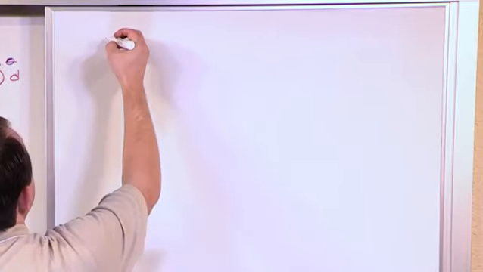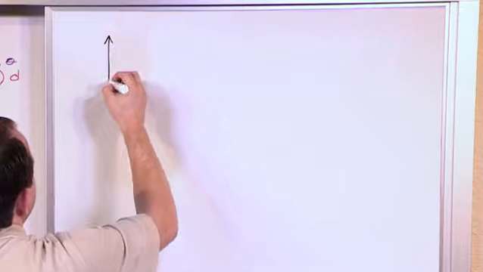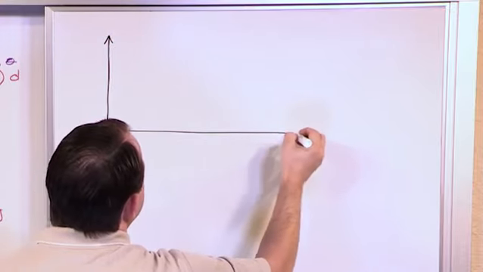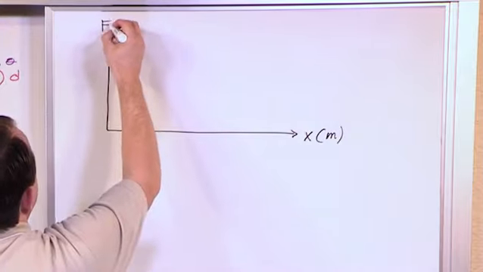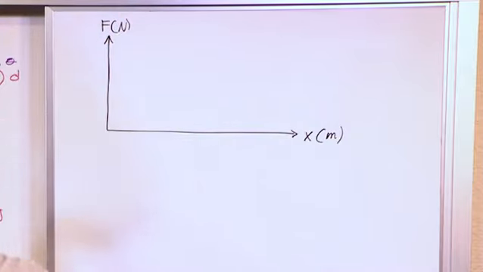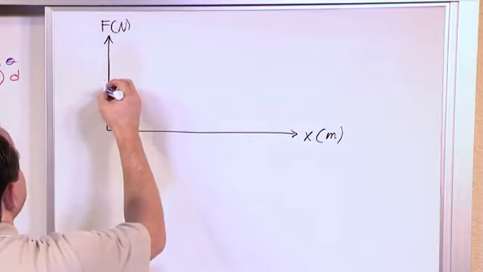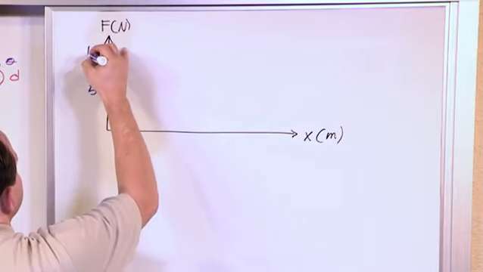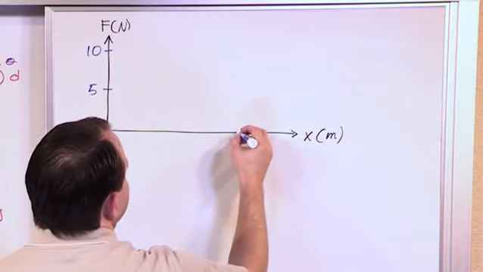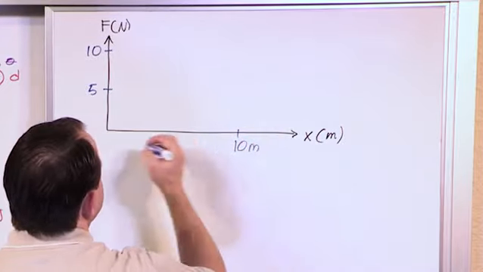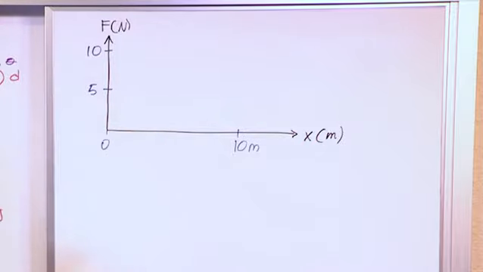So if we had something like that, then we would have, again, a graph like this, and this would be distance in meters, and this would be force in newtons. So, just like we did before, let's say this is 5 newtons, and let's say this is 10 newtons up here. All right, and let's say this is 10 meters. This is the same original setup we had in the original graph.